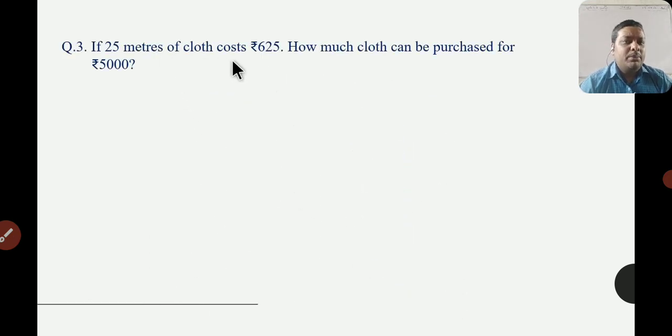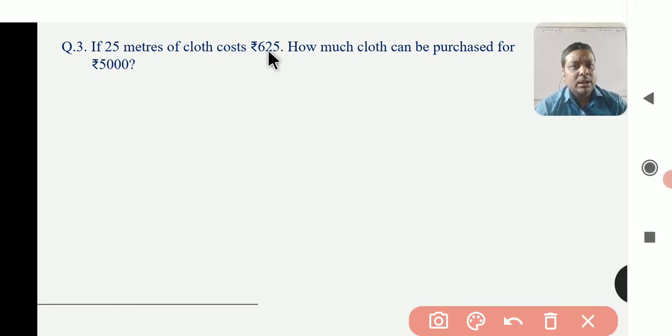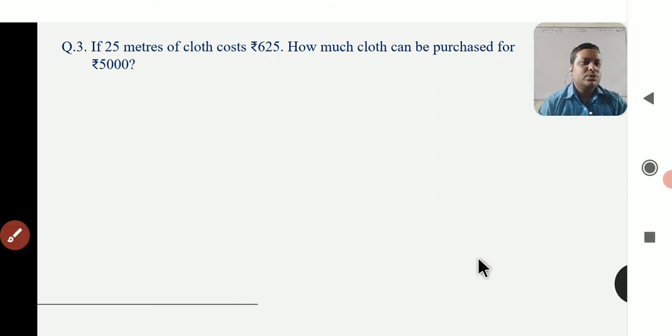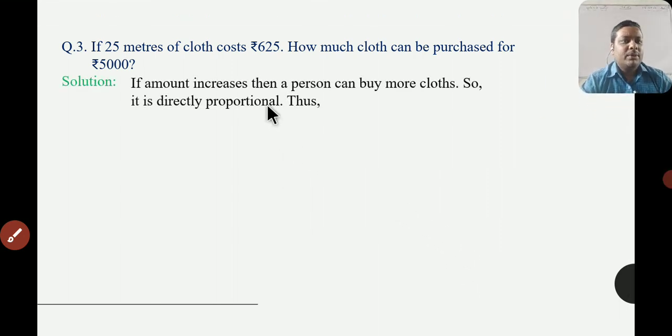If 25 meters of cloth cost rupees 625, then how much cloth can be purchased for rupees 5000? You can see here that the amount, it means the cost, is increasing. So if you pay more, in that case you will buy more cloth. So again it is directly proportional. Okay. So we can say that if the amount increases, then a person can buy more cloth. So it is directly proportional.